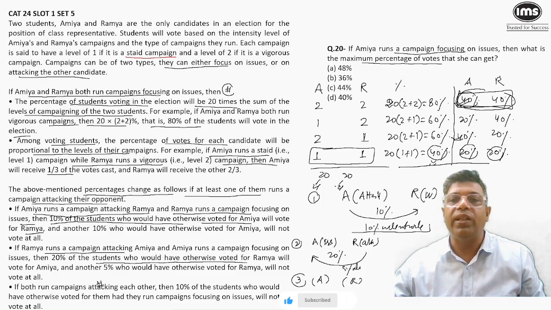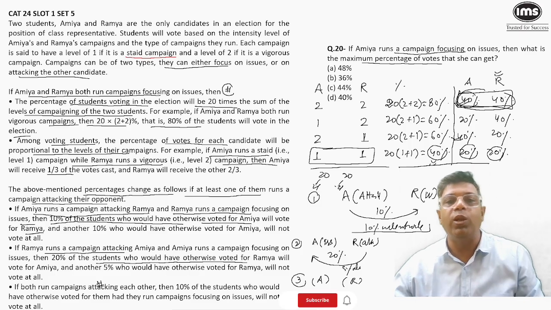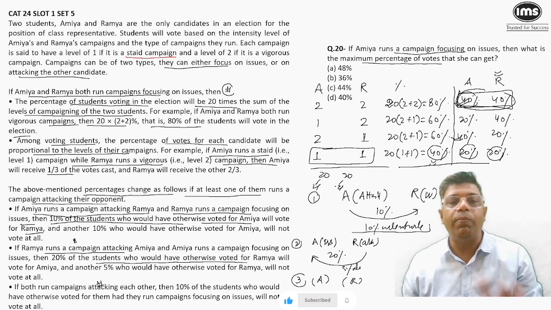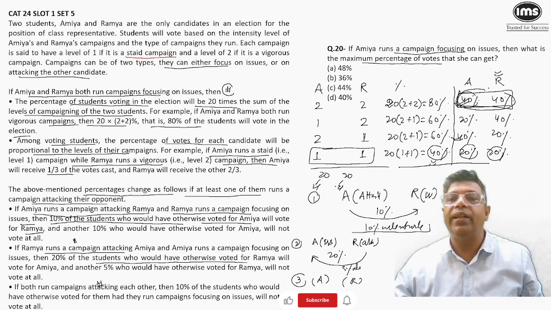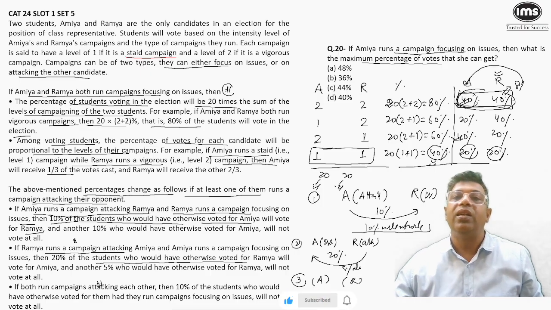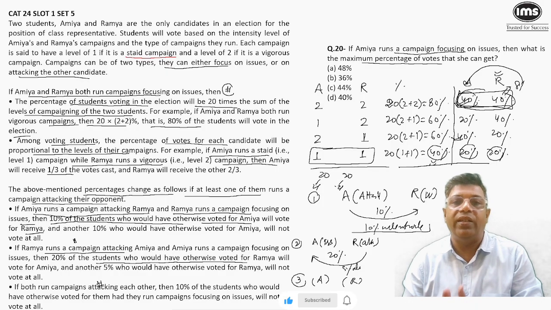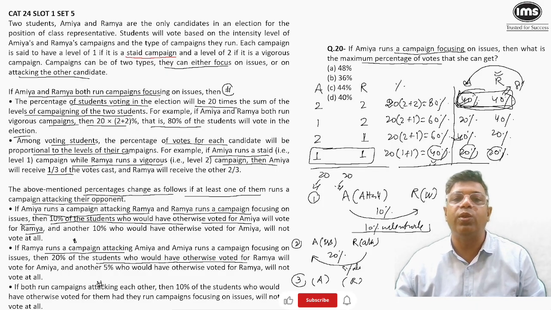And I'll assume that Ramya is running a campaign that is more of an attack campaign. So in that case, if Ramya runs an attack-based campaign, 20% of her vote bank will shift to Amya. In that case, 20% of this figure will become 8%. Now this 8% will shift to A. It means A will get 48%. So that is the maximum percentage of votes that A can get. So the answer for this question is going to be 48%.